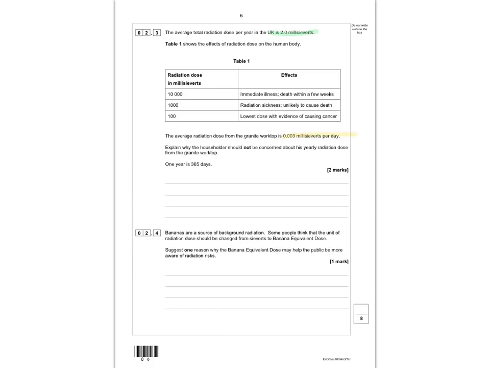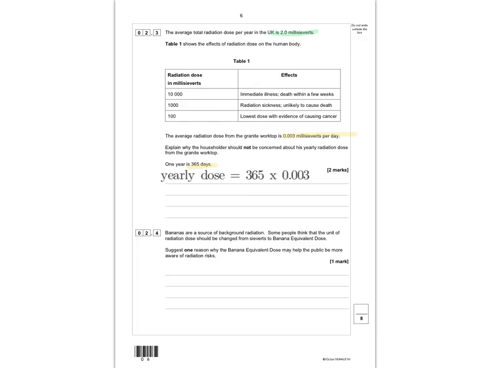And it asks you to explain why the householder should not be concerned about his yearly radiation dose from the granite worktop. And it also tells you that 1 year is 365 days. So the first thing to do is to work out what is the radiation dose that the person receives in a year.